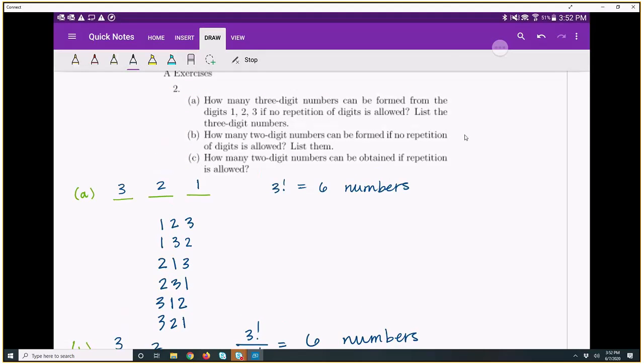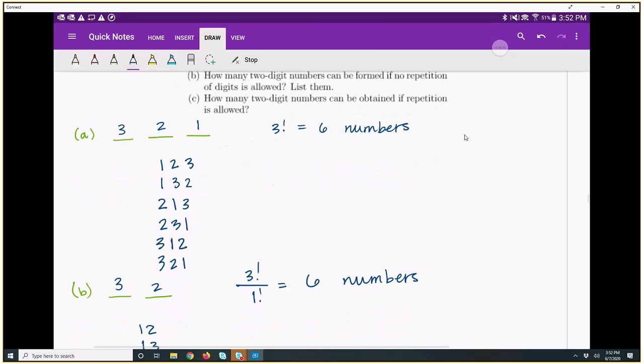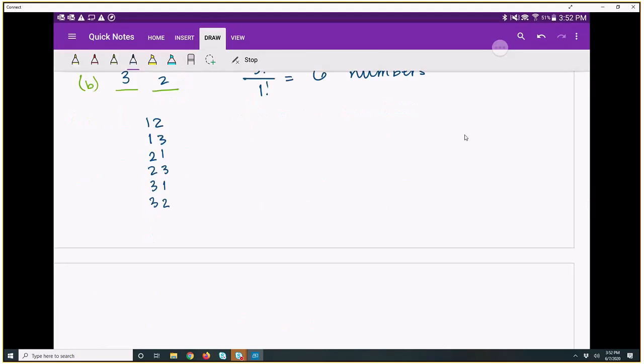And then finally, how many 2-digit numbers can be obtained if repetition is allowed? So if repetition is allowed, still doing 2-digit numbers, I have 3 choices for the first blank, I have 3 choices for the second blank, so I have 3 squared equal to 9 numbers that can be formed this way.